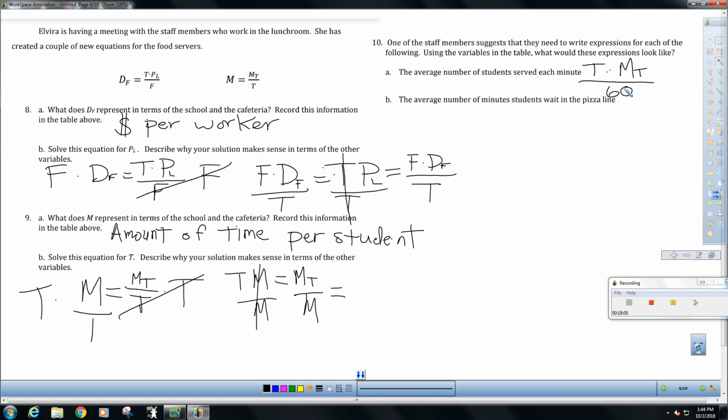That's very complicated. Okay? The average number of minutes students wait in the pizza line, I believe, would then be, instead of T, it would be P, the number of students that buy pizza, times M sub T, the amount of time it takes for each student, and still divide by 60. And now we're talking about students per minute, not lunches per minute. And that is that.